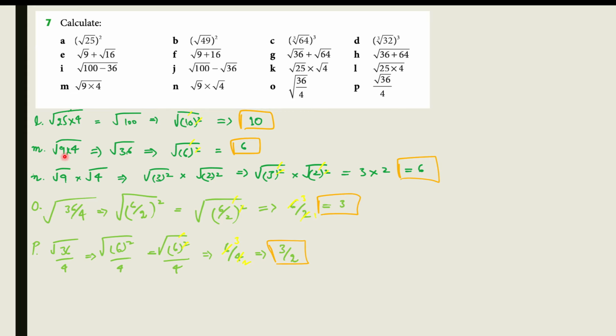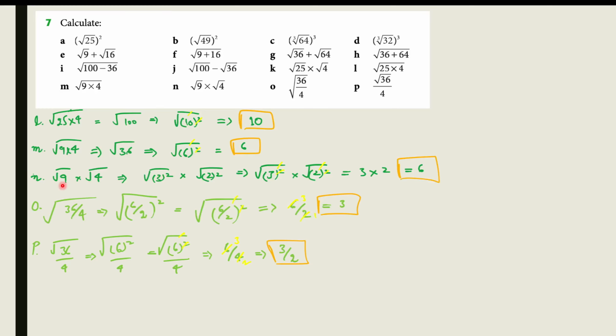Then next part is 9 multiplied by 4 under the root. When we multiply these two terms, we get 36. So 36 under the root, we can write as 6 square. When 6 is squared, we get 36, or when 6 is multiplied with itself, we get 36. So the 6 square under the root and the 2 are inverse of one another, so they cancel each other and we have our final answer 6.